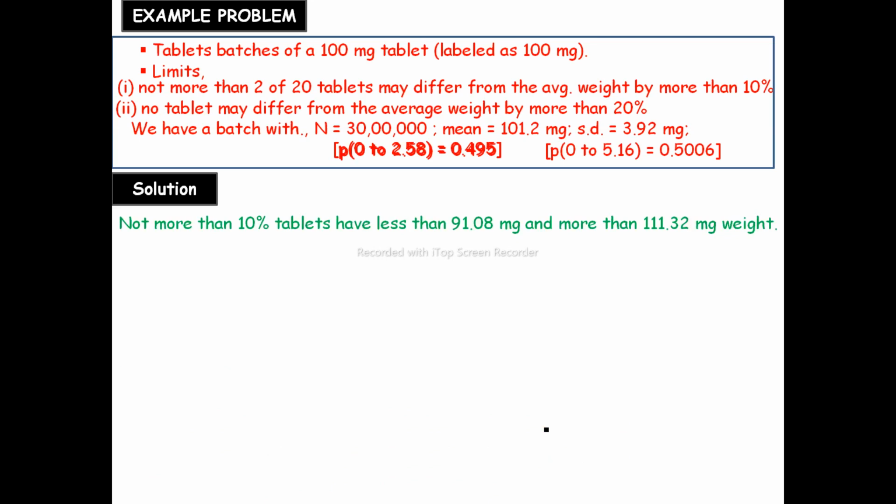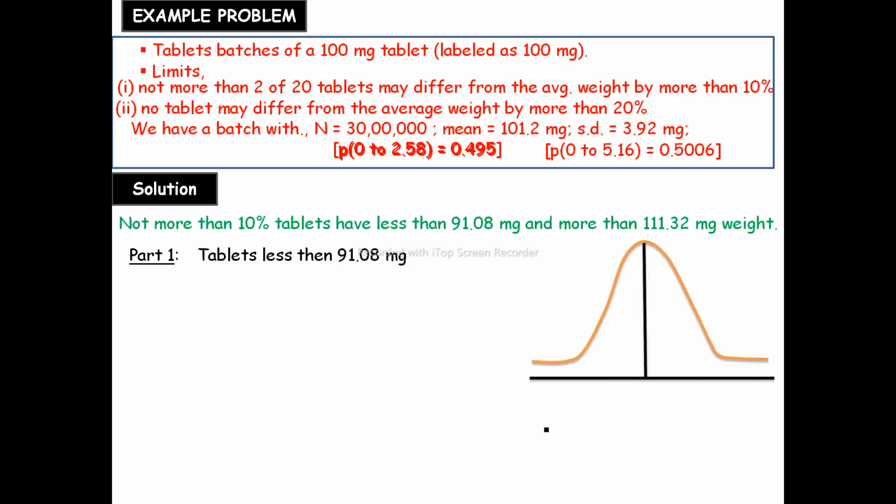So not more than 10% of the tablets should have weight less than 91 or more than 111. We can solve it in two parts: how many tablets can have weight less than 91 and how many can have weight more than 111. Part 1 is tablets having weight less than 91.08 mg. We can make this graph, where mu, the mean value, is 101.2. Now the x value over here is 91.08.